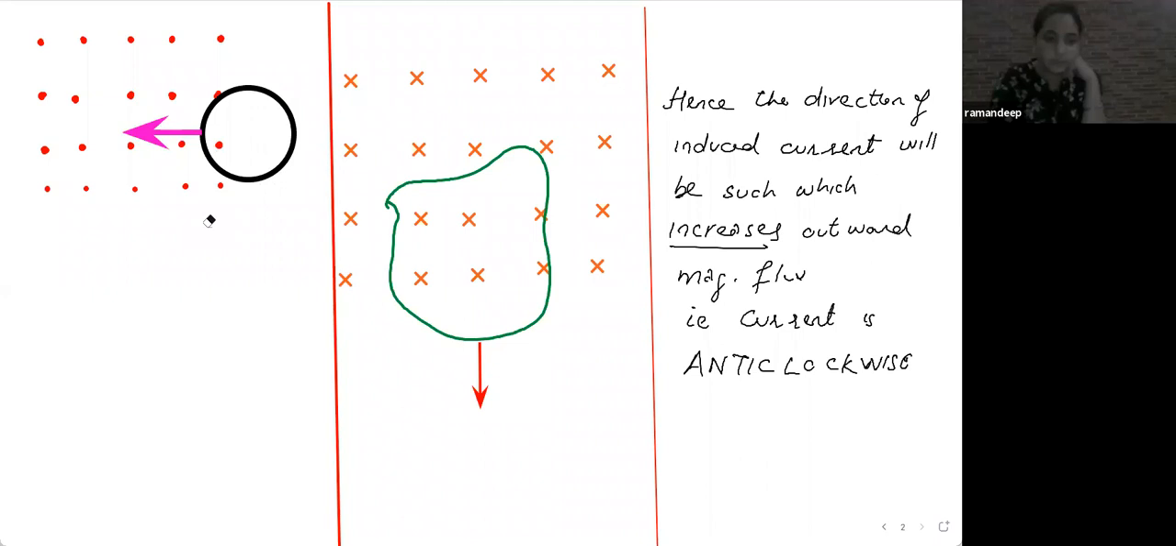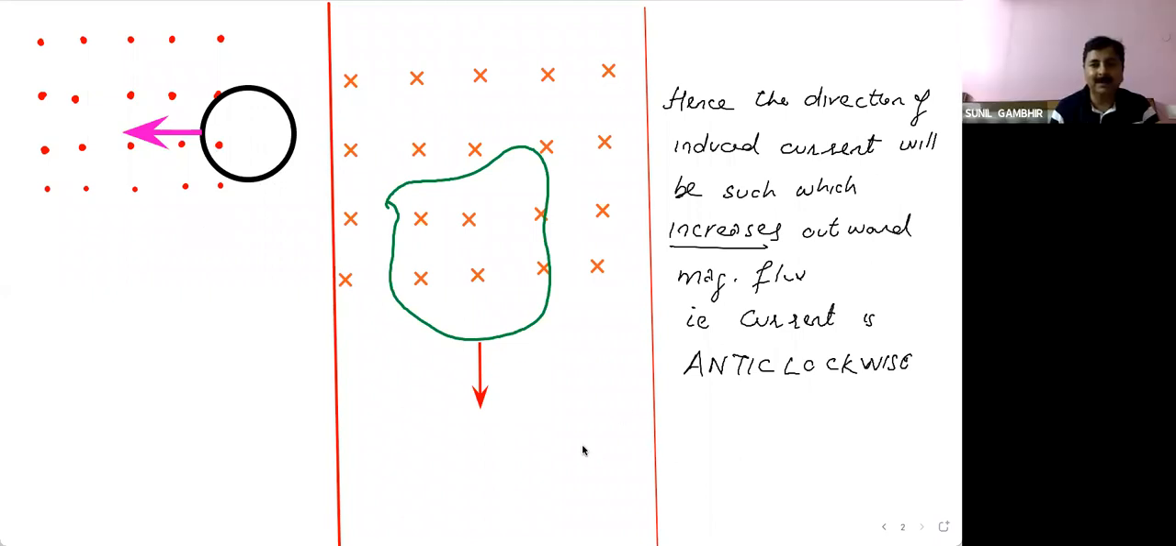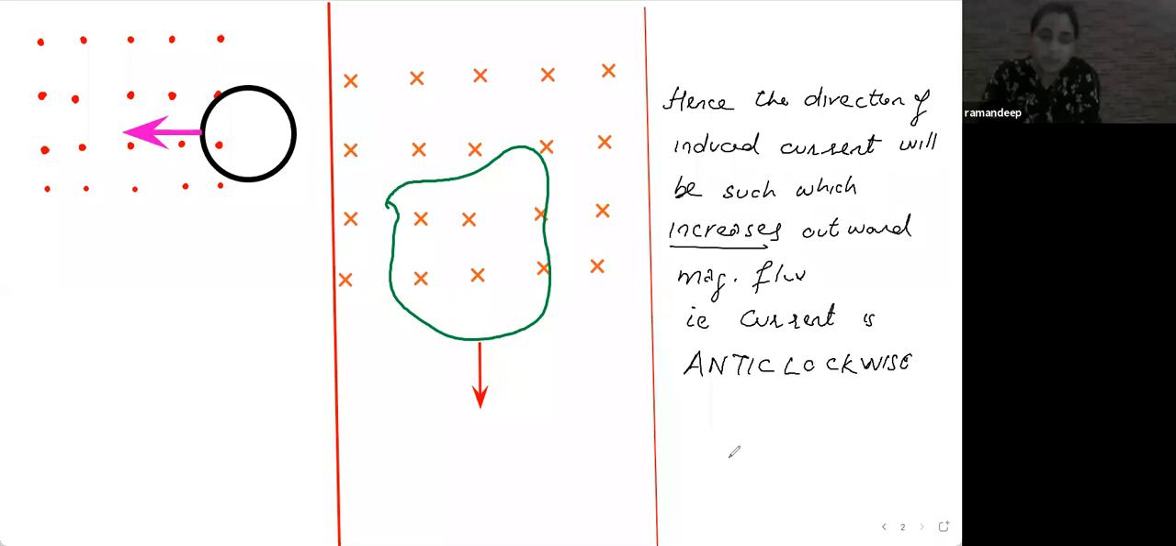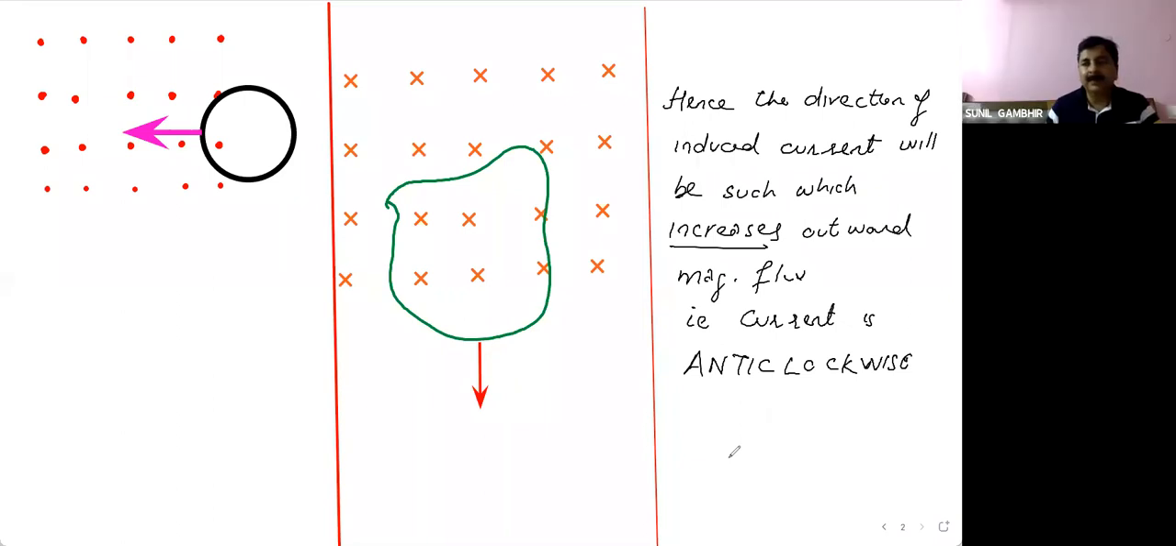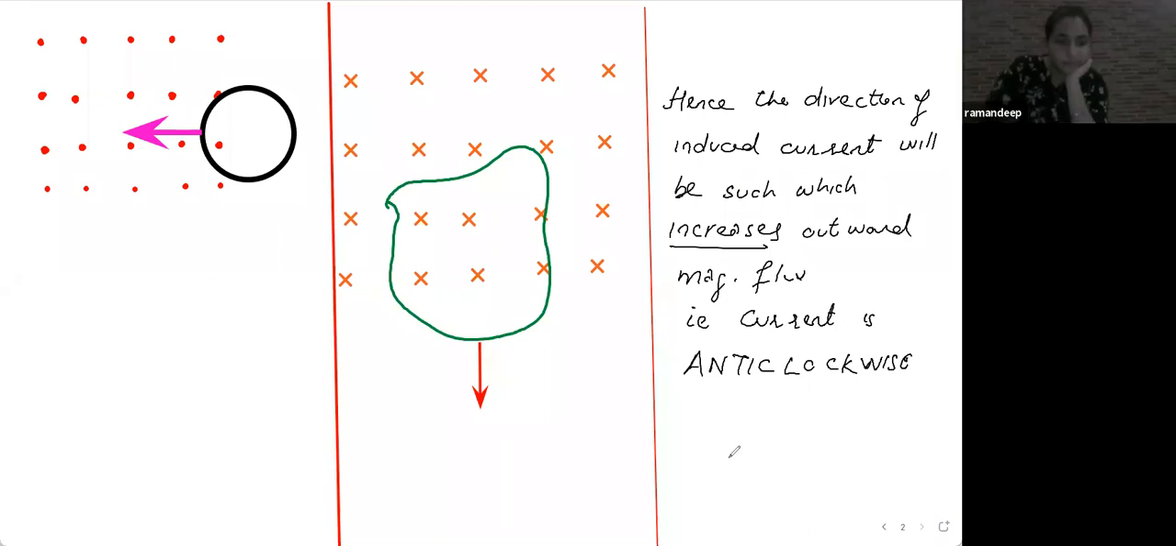So go ahead, Raman. As magnetic flux is variable, induced current is produced which opposes the reason of production, that is, magnetic flux outward increases, so the direction will be clockwise. Right. Okay.